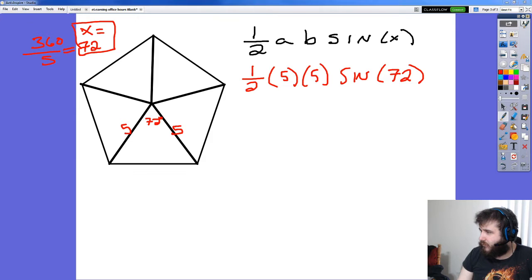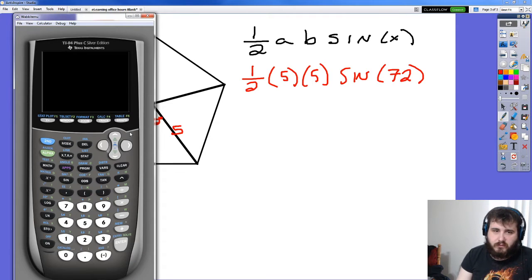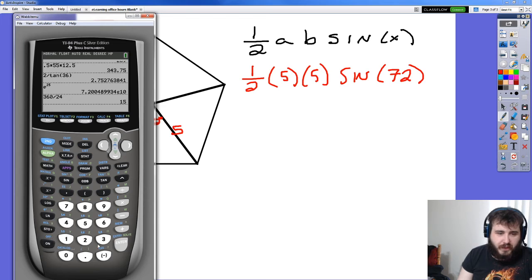We're going to need a calculator for this because sine of 72 isn't a particularly nice looking number. 1/2 times 5 times 5 times sine of 72. And again, before I even go any further, let's double check, make sure that I am in degrees. See here, it says degrees. I know I'm good. And I've typed this into my calculator, and I have the area of one of these triangles. 11.88820645.